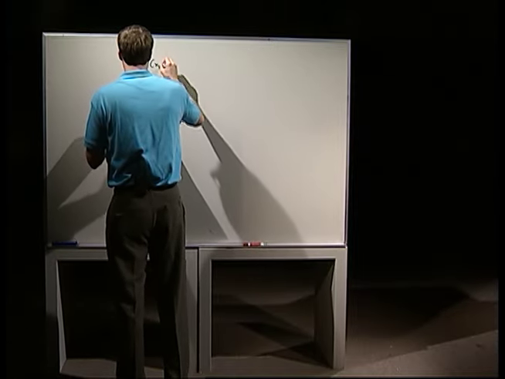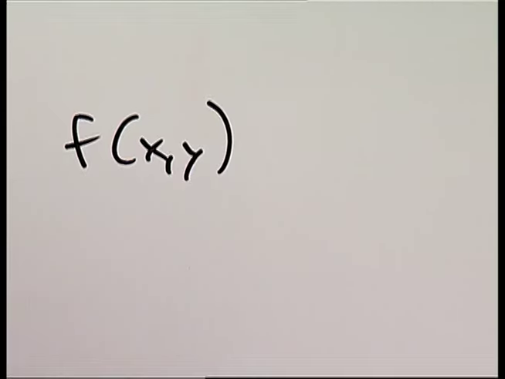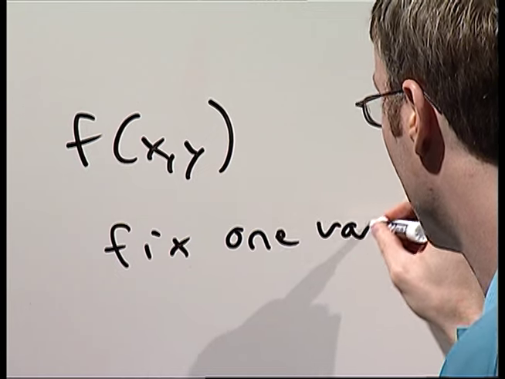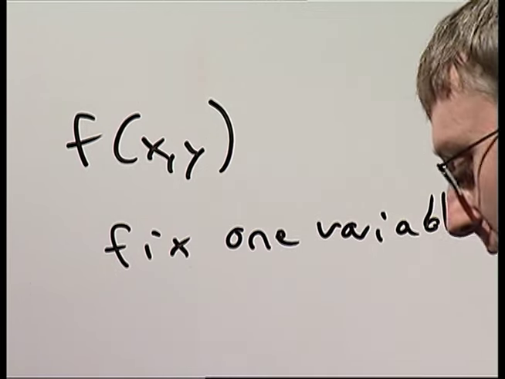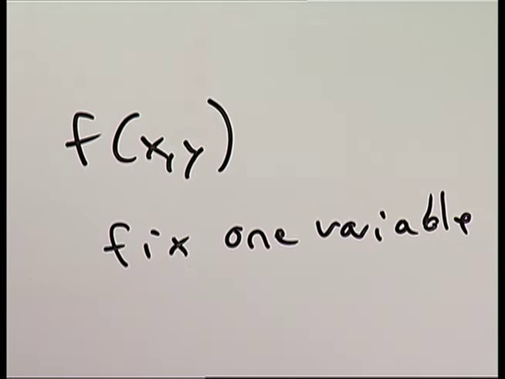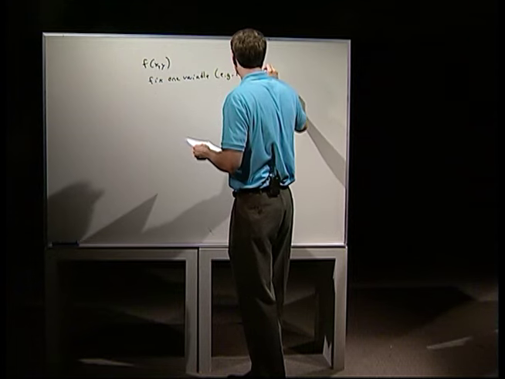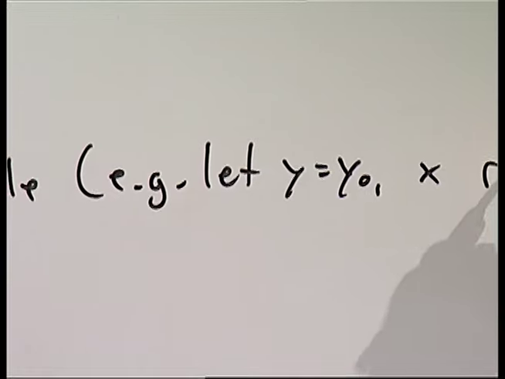Let's start with the function f of x, y. And what I want to do here is fix one variable. So I will fix, completely arbitrarily, y. So, e.g., let's fix y. The x range is free.